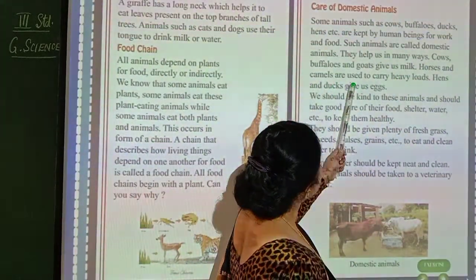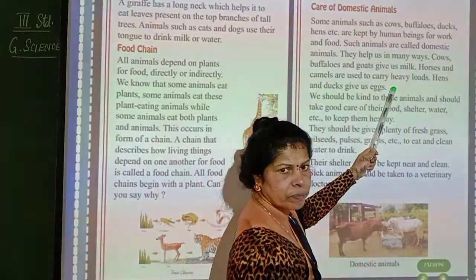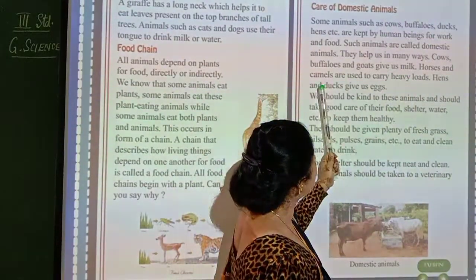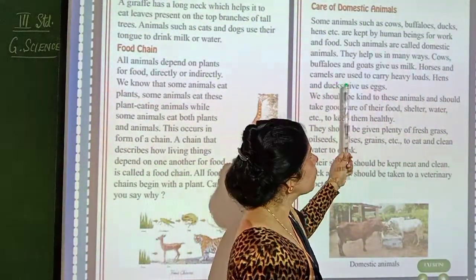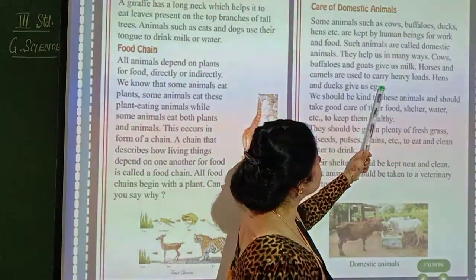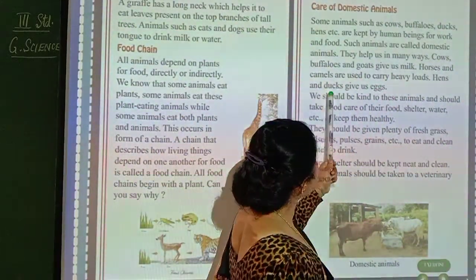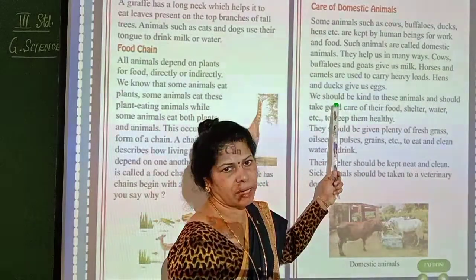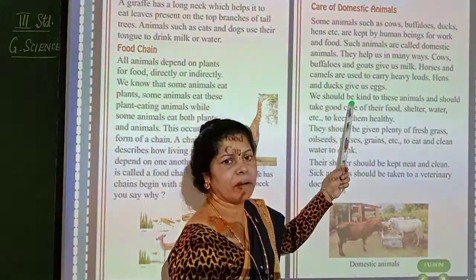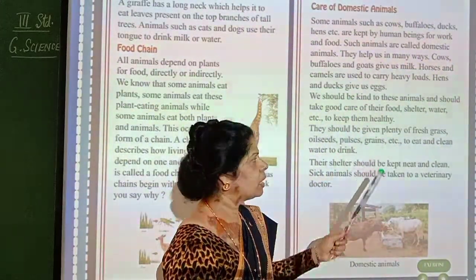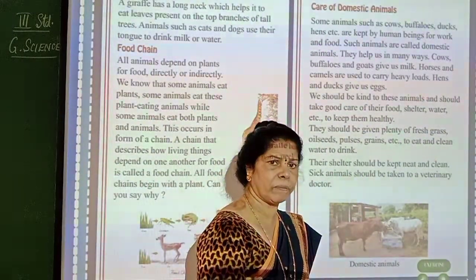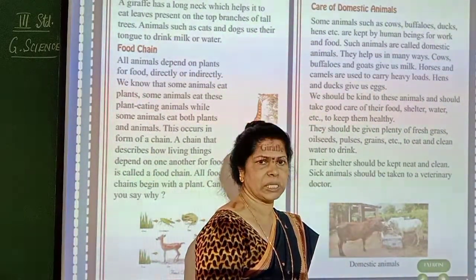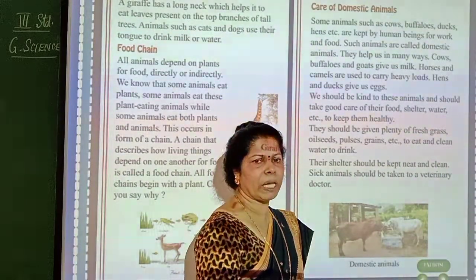Horses and camels are used to carry heavy loads. Now, horses you see everywhere, but camels you see especially in the desert areas. Hens and ducks give us eggs. So all these are very useful to us. Because they are very useful to us, we rear them and keep them in our houses. They will have separate sheds, and you will keep them there.